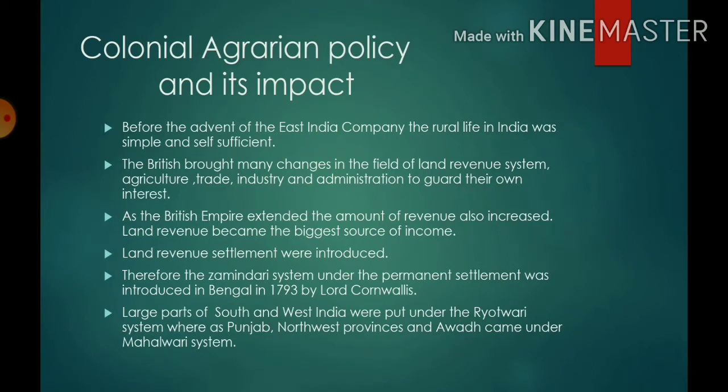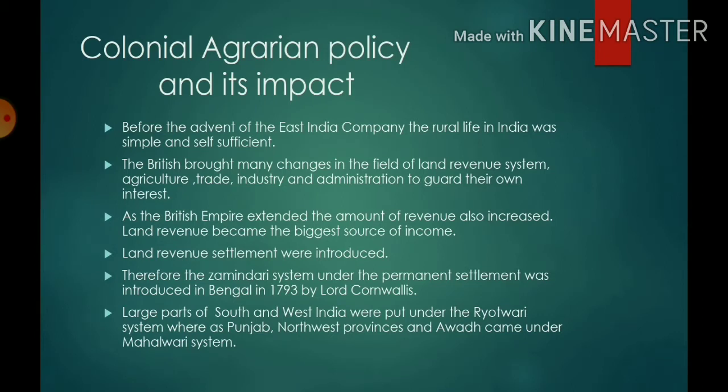As the British Empire extended, the amount of revenue also increased, and the revenue was the biggest source of income for the company. The land revenue was the biggest source of income for the East India Company. And they also introduced many settlements to legitimize the practice of economic exploitation.